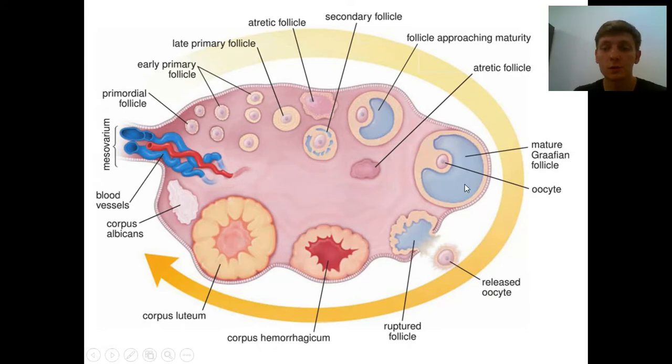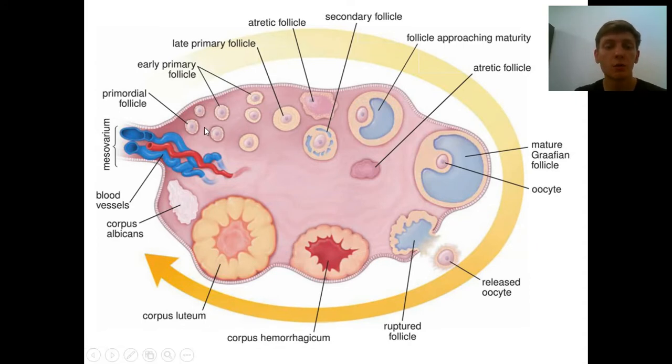Then we have the cortex region and the medulla region. We'll start with the medulla. The medulla contains blood vessels, arteries and veins, lymphatic capillaries, and nerve intake. In the medulla of the ovary we can also see some atretic follicles. It's a very boring part of the structure, nothing specific is present here. There are only connective tissues, blood vessels, and everything necessary to sustain the function of the ovary.